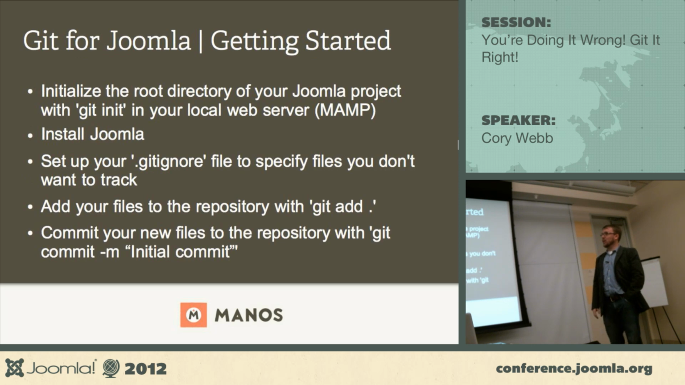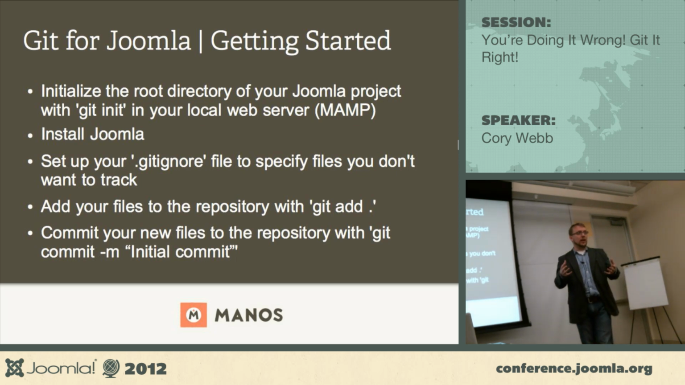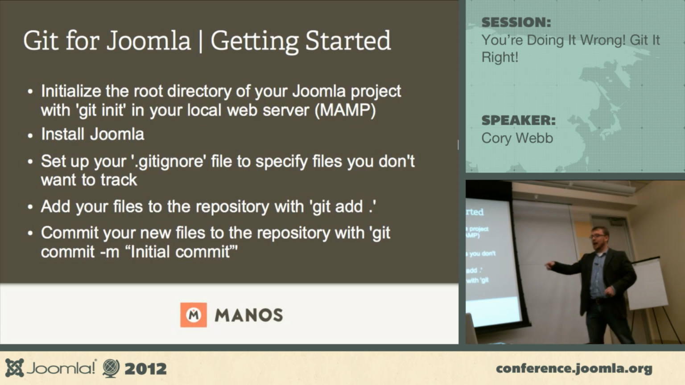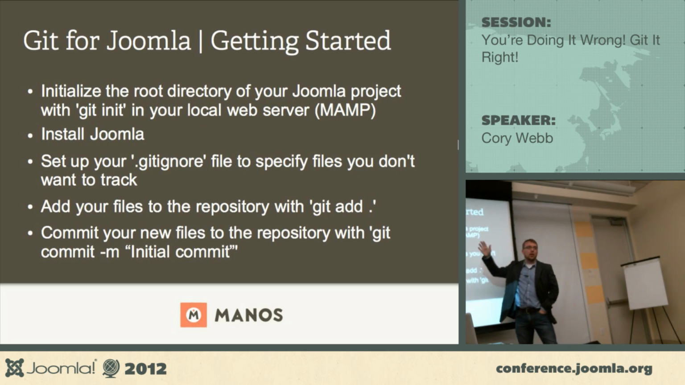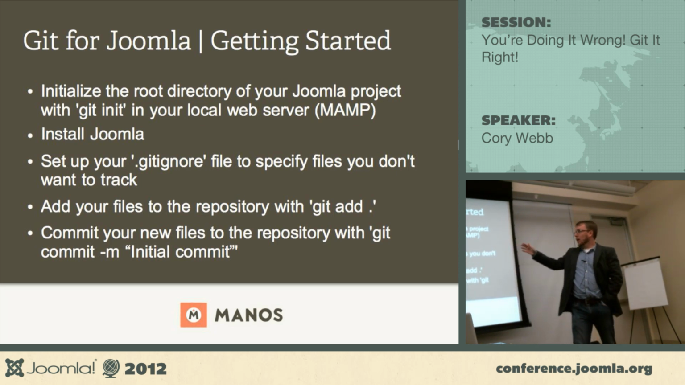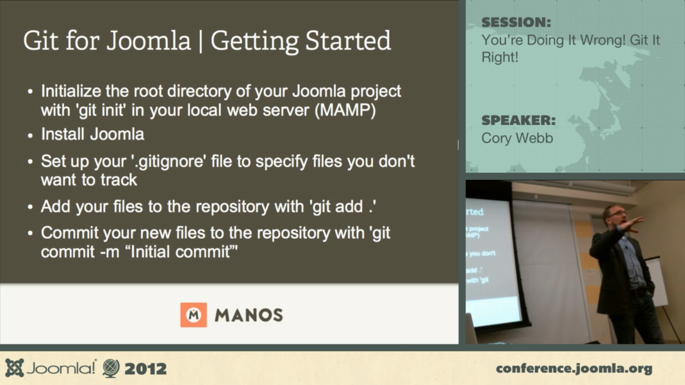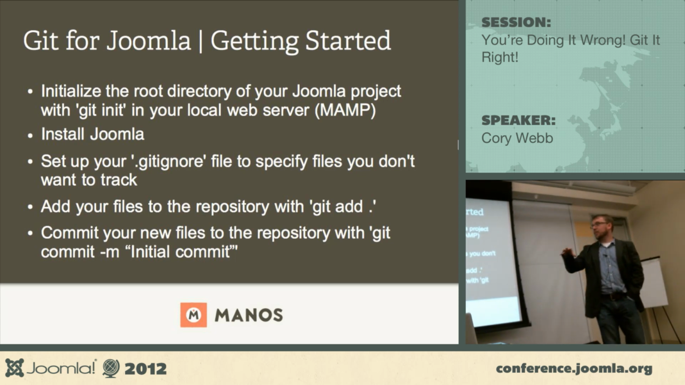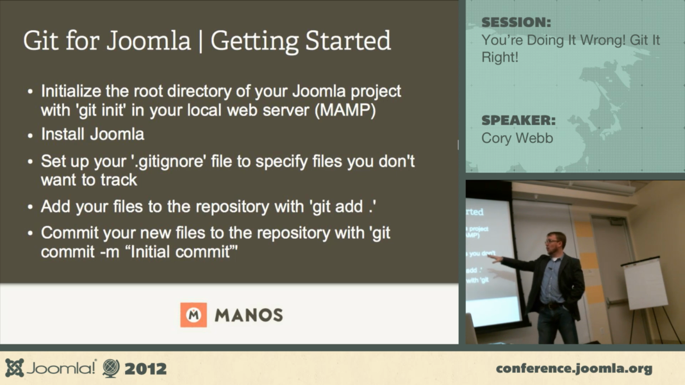So getting started. First you want to initialize the root directory of the project where you're going to be working. So initialize an empty directory, git init. Once you've done that, I use MAMP, so whatever you use, wherever you're working. Once you've done that, install Joomla in that directory, okay? Set up your gitignore file to specify the files that you want to ignore.